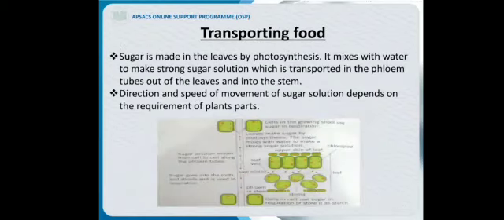Moving forward, the last part, transporting food. Sugar is made in the leaves by photosynthesis. Plants can prepare their own food by the process called photosynthesis, and the product that the plant makes is glucose or sugar. It mixes with water to make a strong sugar solution which is transported in the phloem tubes out of the leaves and into the stems. Direction and speed of movement of sugar solution depends on the requirement of the plant's part. How much sugar is required by any part of the plant, that much sugar is transported and fulfills their requirement.